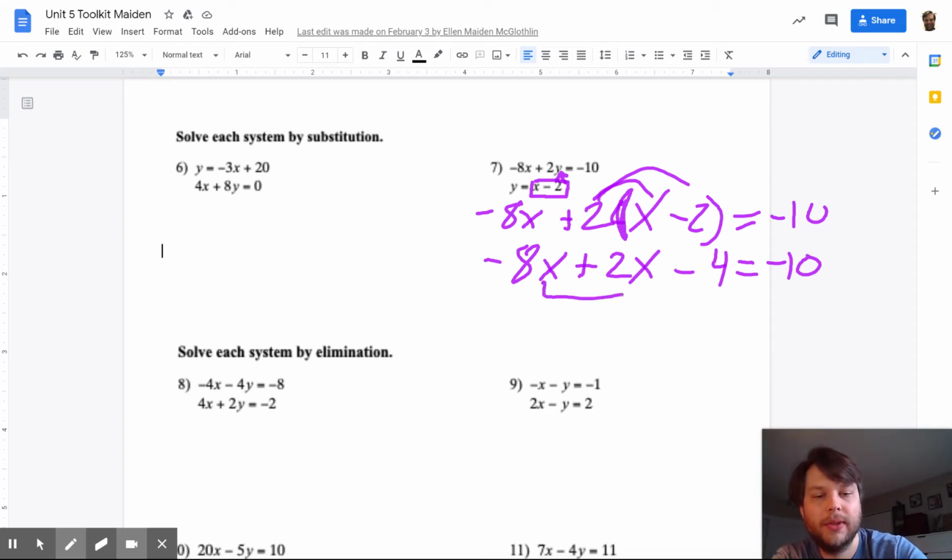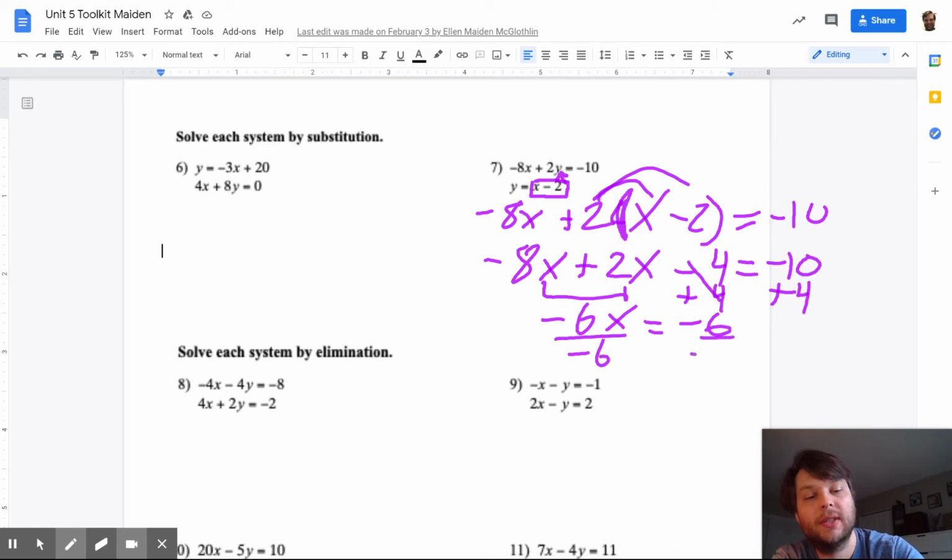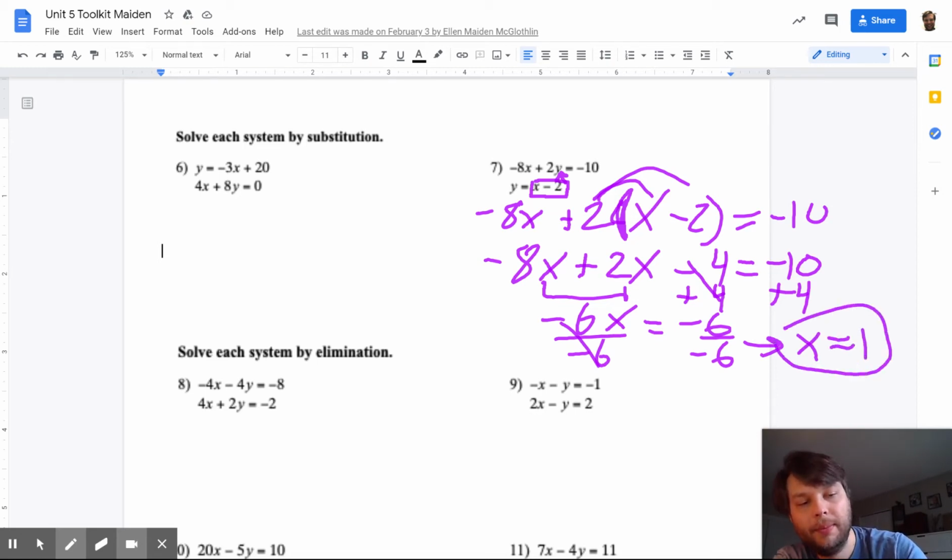Combine your like terms. So negative 8x plus 2x makes negative 6x. I'm going to add a 4. So I have negative 6. Divide both sides by negative 6. Dividing cancels it out, so I get x is equal to 1. Remember, we're not done until we have both letters. Plug in x equals 1.